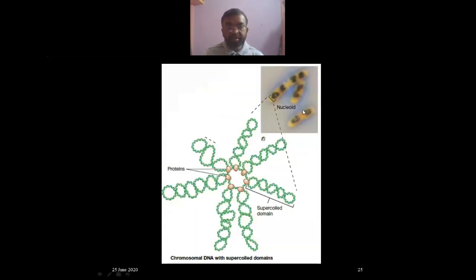So this is the cell, and within that, these are the colored bodies after staining. You will find that there is a coiling, supercoiling pattern. Although histone proteins are absent, histone-like proteins are present in the bacterial DNA. So here these are the proteins. These are not histone proteins, but they have quite a similarity with the histones, and these are referred to as histone-like proteins.